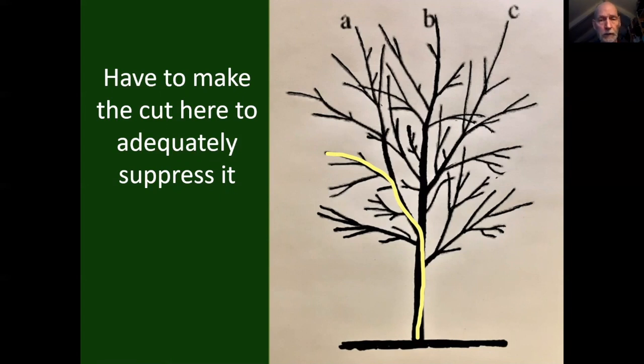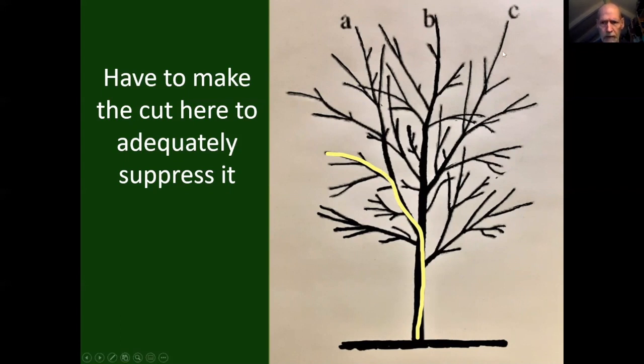Now, if it was your own tree in your own yard, you could one season make this cut up here, and then come back the next year and make the cut here, and then come back the third year and make this cut. So you can do it over time. But if you're not going to see that tree again, if we were out pruning with tree stewards and we didn't know when we were going to see this tree again, we'd have made the cut here.